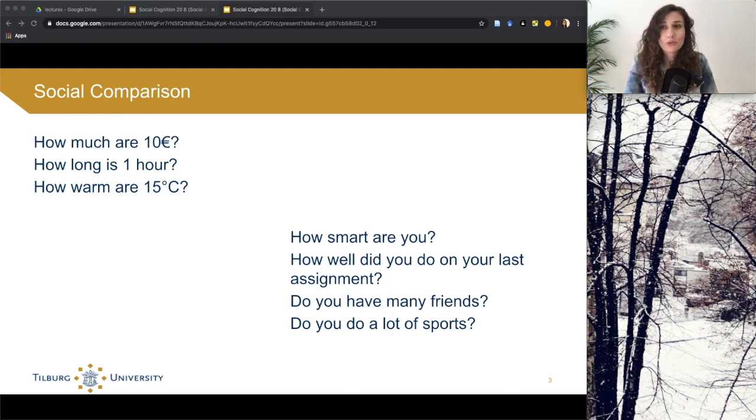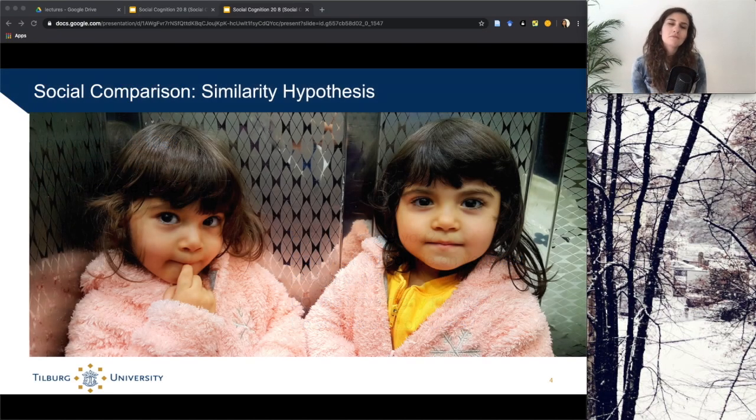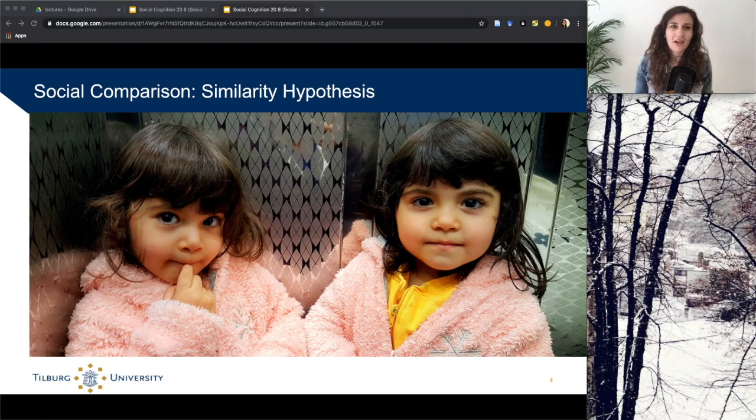So this is what social comparisons are about. It is comparing yourself socially against some kind of a standard that other people set. Let's get started with the similarity hypothesis in social comparisons. Here, this is about basically making the hypothesis that people want to be similar to those who are better off and want to be dissimilar to those who are worse off.